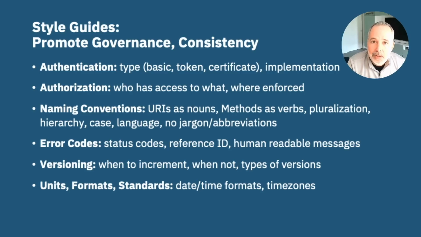Your error codes should be defined in your style guide as well. These should include status codes, reference IDs, human readable messages. But make sure that those messages aren't revealing useful information that could help a potential attacker. If you got an error code, you might want to say rejected, denied, improper input, or something like that. But you don't need to go further and say expecting an 8-digit integer or something like that. That's just helping out your attacker. The style guide will cover versioning, when to increment, when not to, how to retire, units and standards, and so forth.